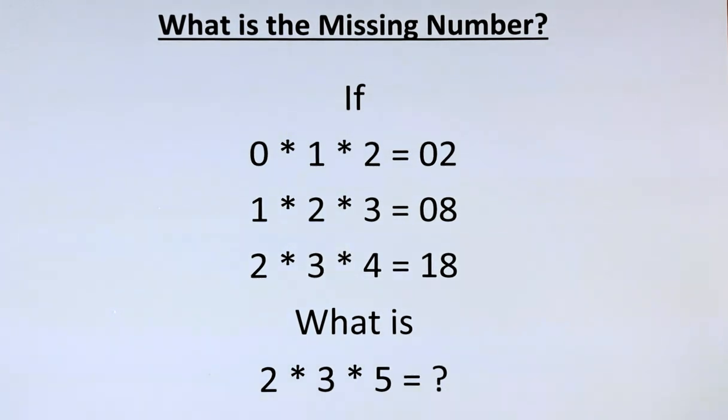Welcome back. This is the solution of finding the missing number in this puzzle. The question is straightforward. It is, if 0 star 1 star 2 equals 2, 1 star 2 star 3 equals 8, 2 star 3 star 4 equals 18, what then is 2 star 3 star 5 equals? So without further ado, let's solve this problem.